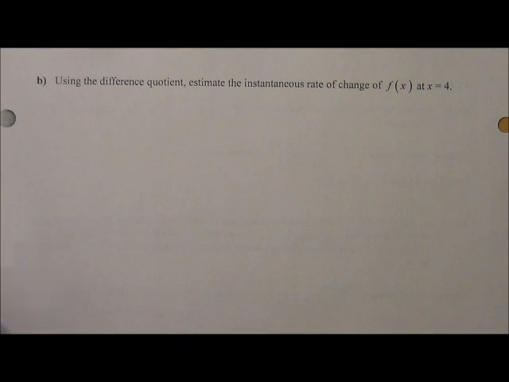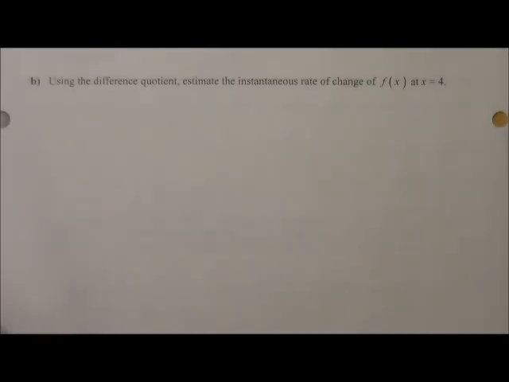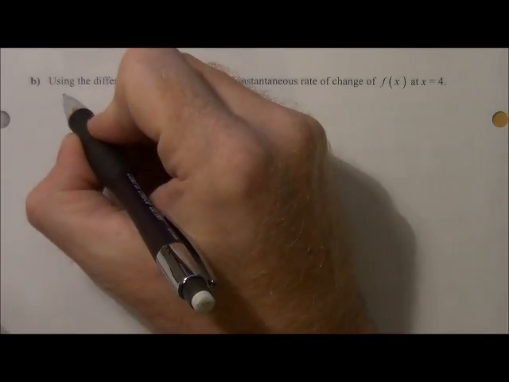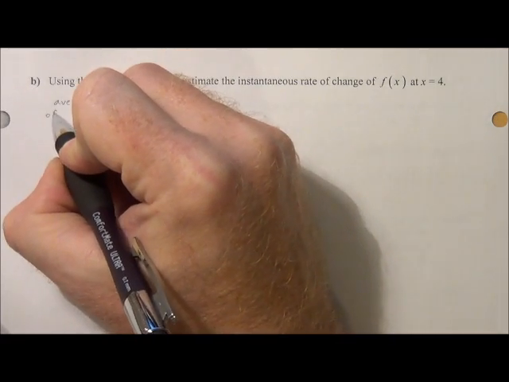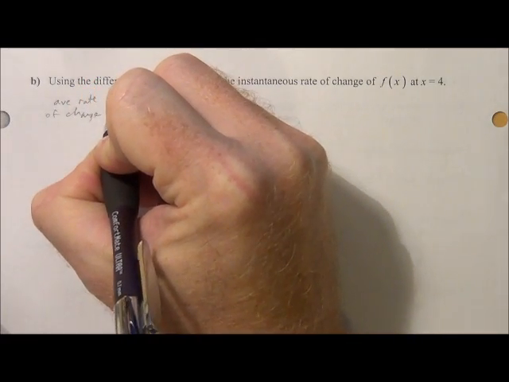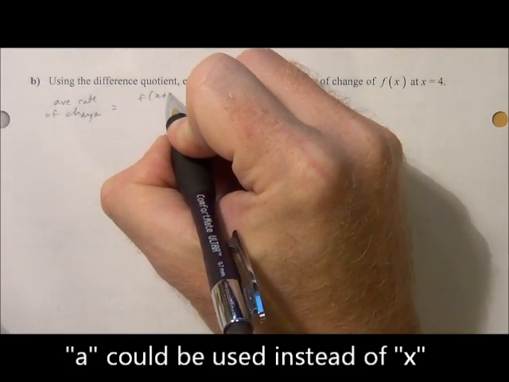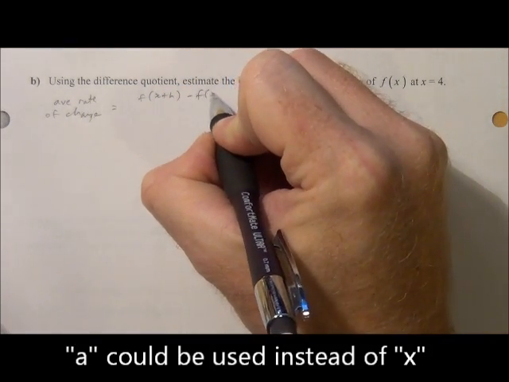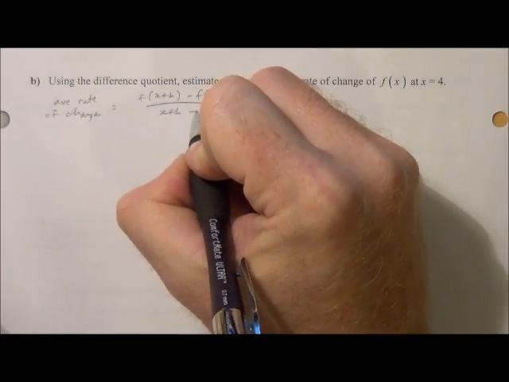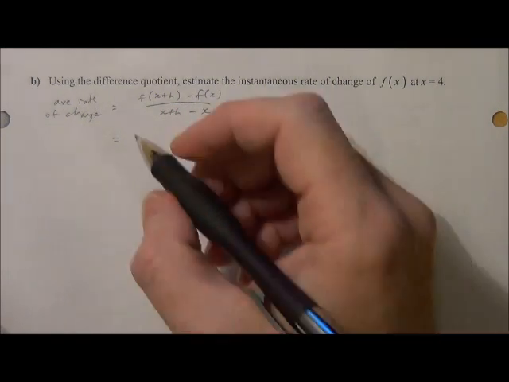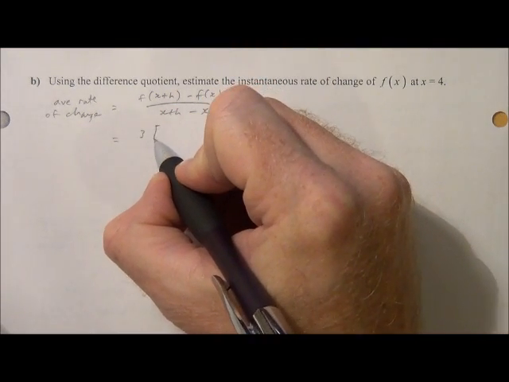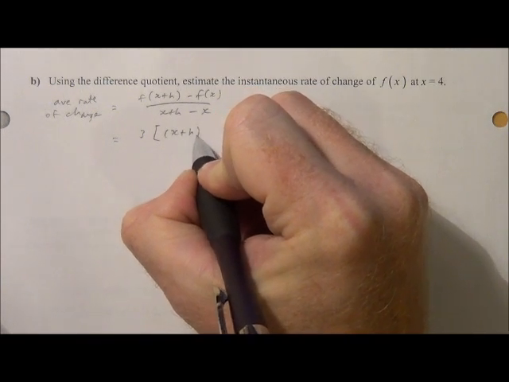Now we're going to use the difference quotient to estimate the instantaneous rate of change of that function f of x at x equals 4. Okay, so we're going to start out, as always, with the average rate of change. And we know that equals f of x plus h minus f of x all over x plus h minus x. I'm just going to substitute x plus h in wherever I see the x in the function.